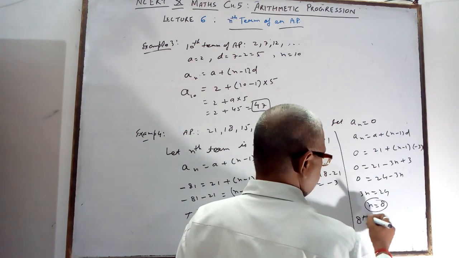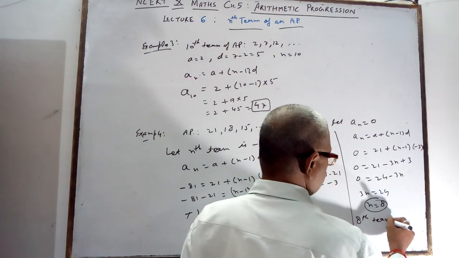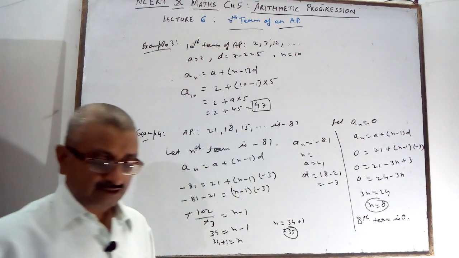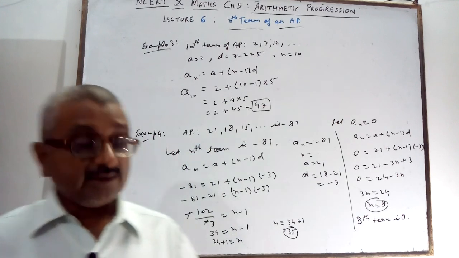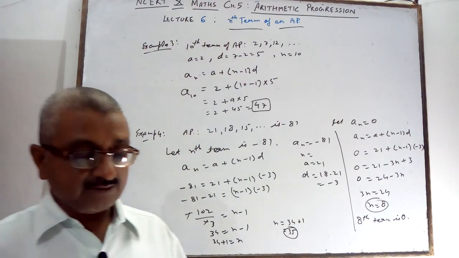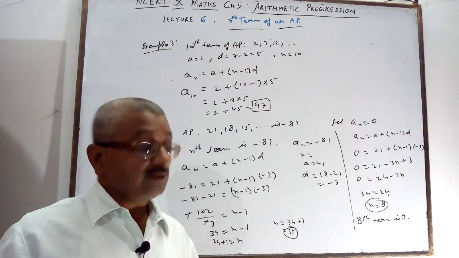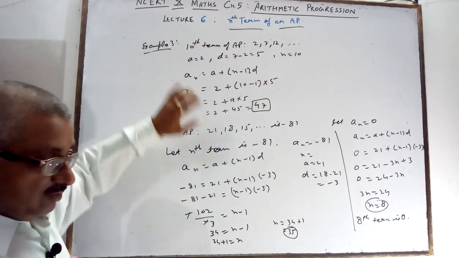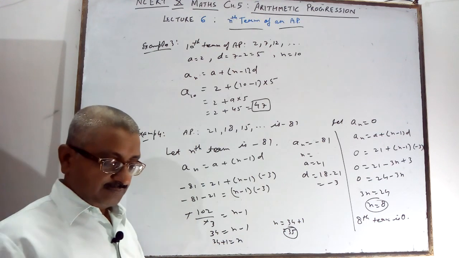So the 8th term is 0. The 8th term of this AP is equal to 0. That is how you find the nth term of an AP, and which term of this AP is 0.